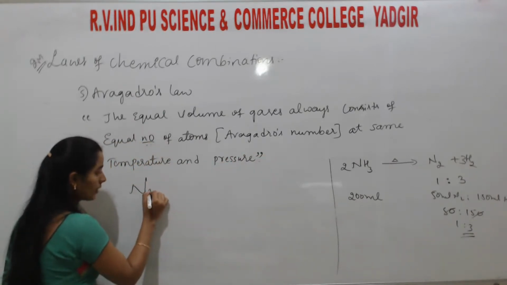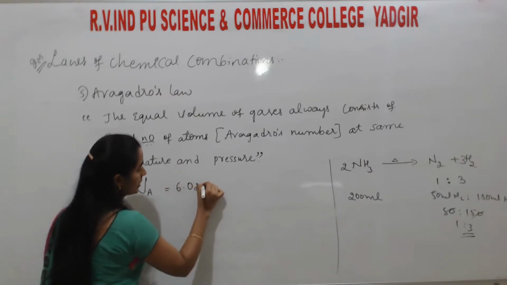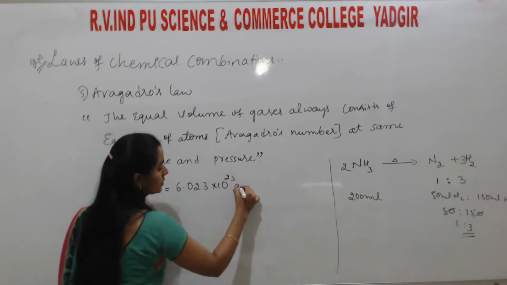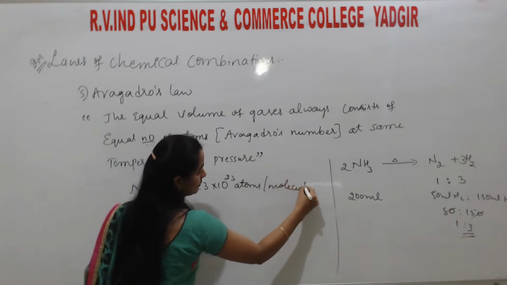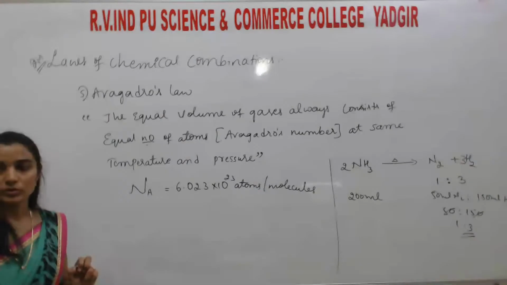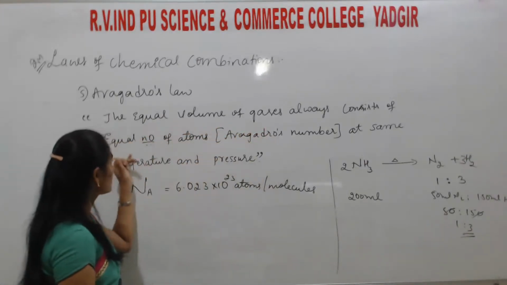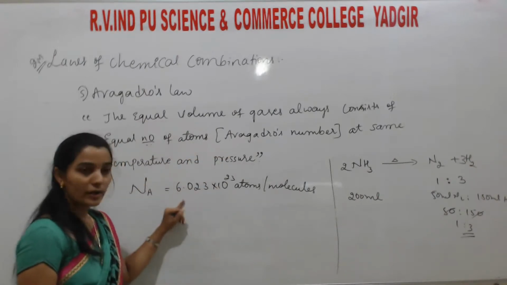What is the Avogadro number? Listen, Avogadro number is represented by Na, that is equal to 6.023 into 10 power 23 atoms or molecules. Atoms or molecules. Understand? Equal volume of gases always consists of equal number of atoms at the same temperature and pressure. The value is this much.